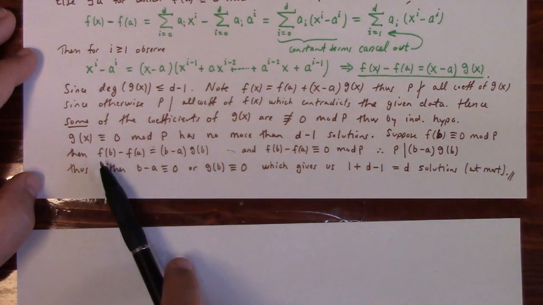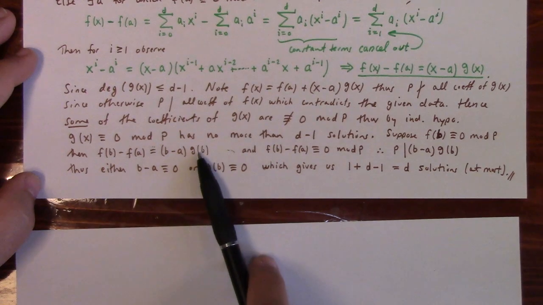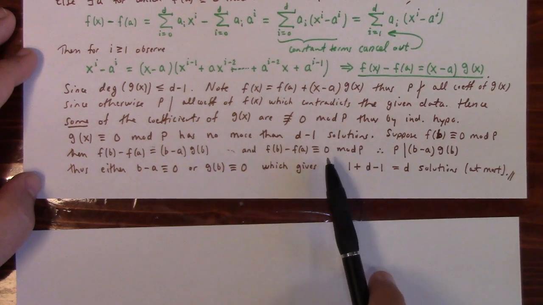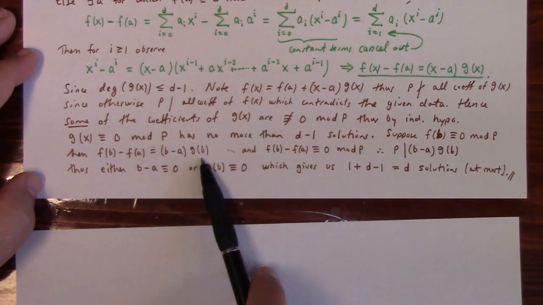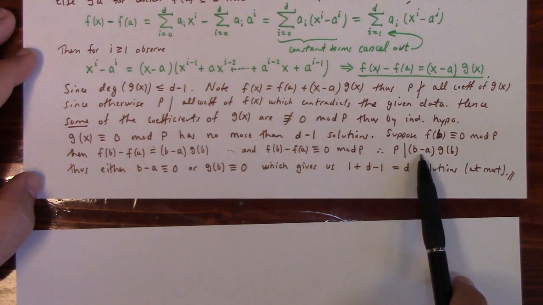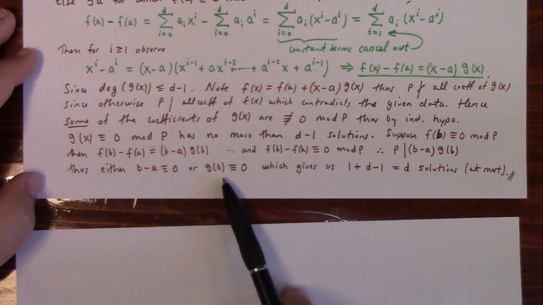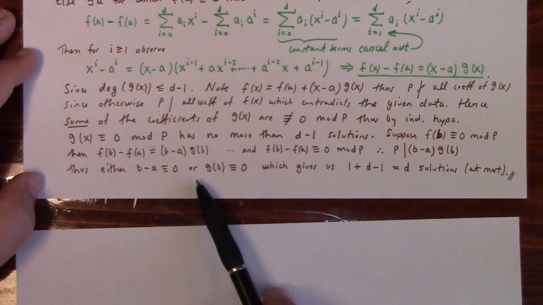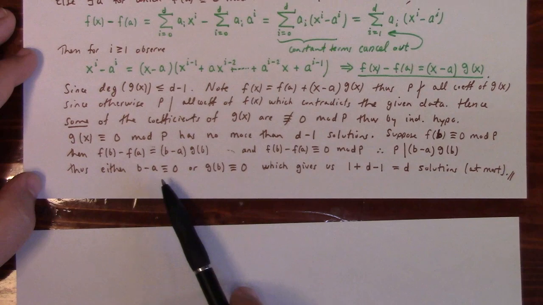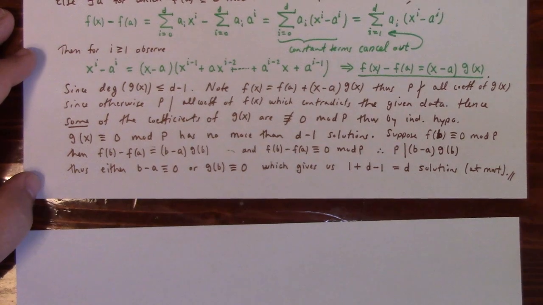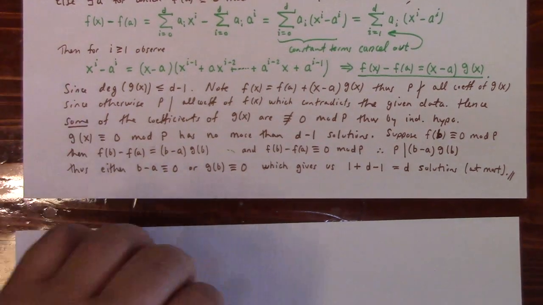So if we go back to the original congruence, suppose we have f of b congruent to 0 mod p, then by the identity we worked out, f of b minus f of a equals b minus a times g of b. But f of b minus f of a is congruent to 0 mod p, therefore p divides b minus a times g of b. That means either b minus a is congruent to 0, or g of b is congruent to 0 mod p. So counting everything, we've got 1 or up to d minus 1 solutions. Add those together, you get d solutions at most, which is the theorem. So there you go, proof by induction.